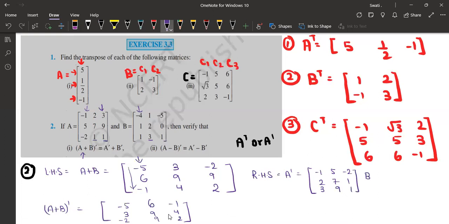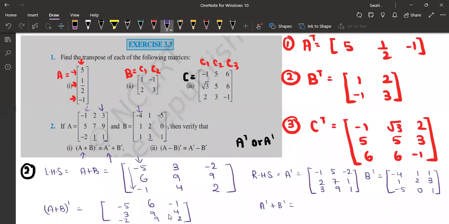Now we have to find out B transpose as well, then we will add it. So B transpose, again, first column will become first row: -4, 1, 1. Second column will become second row: 1, 2, 3. And third column will become third row: -5, 0, 1. So we have A transpose, we have B transpose. But on the RHS, we have to find out A transpose plus B transpose.